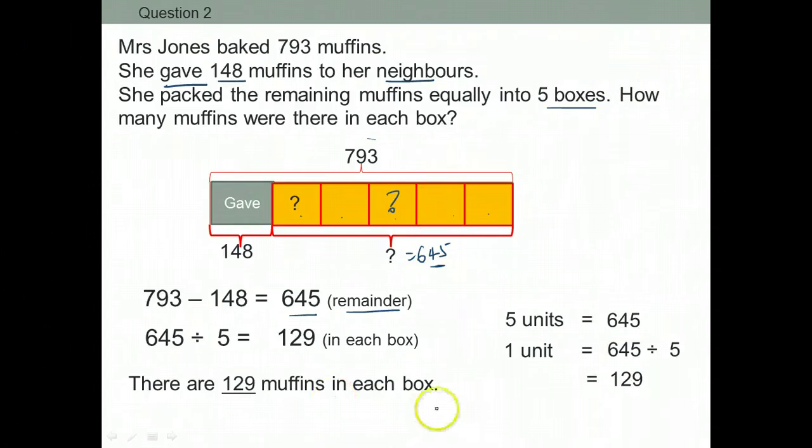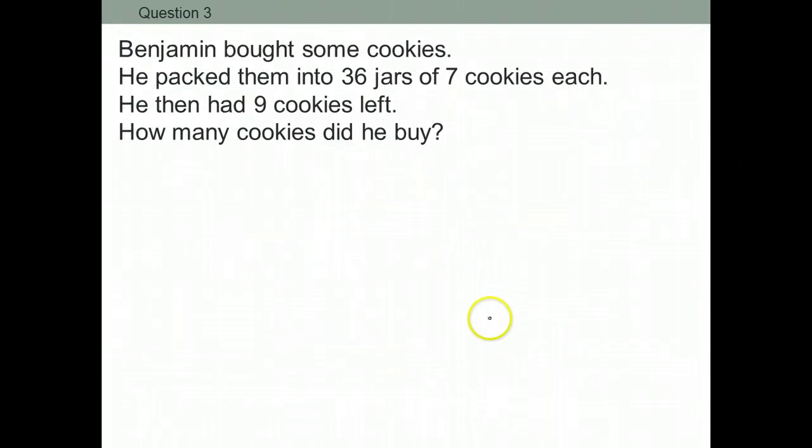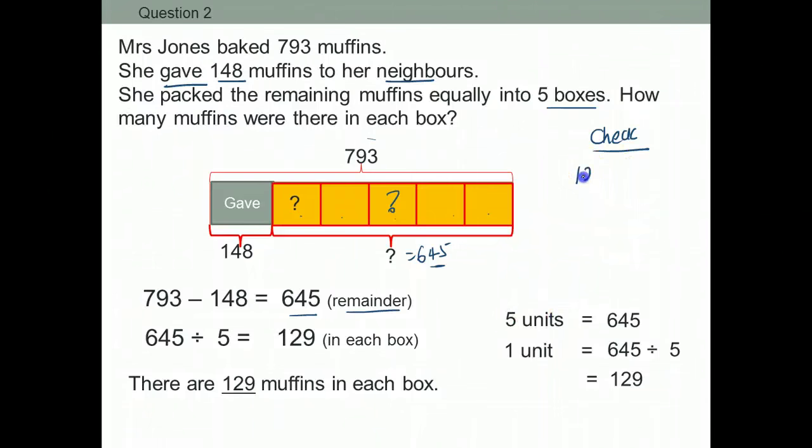And there are 129 muffins in each box. Let's check and see whether our answer is correct. I have 129 in each box, so I take 129 times 5. I would get 645.